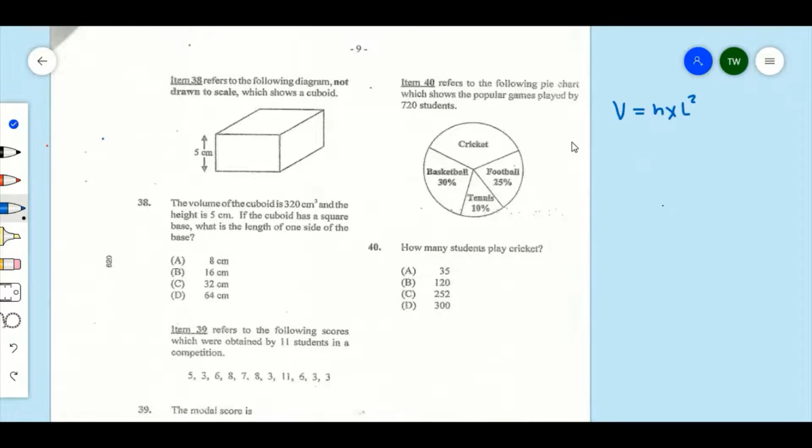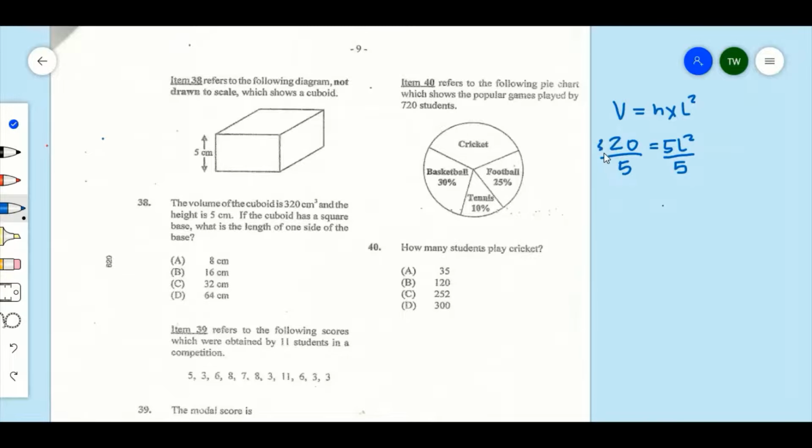Now we know the volume, right? So the volume is going to be 320, which is equal to the height. The height is going to be 5, and that's going to be 5L squared, right? In order to determine what L is, we're just going to divide both sides by 5.